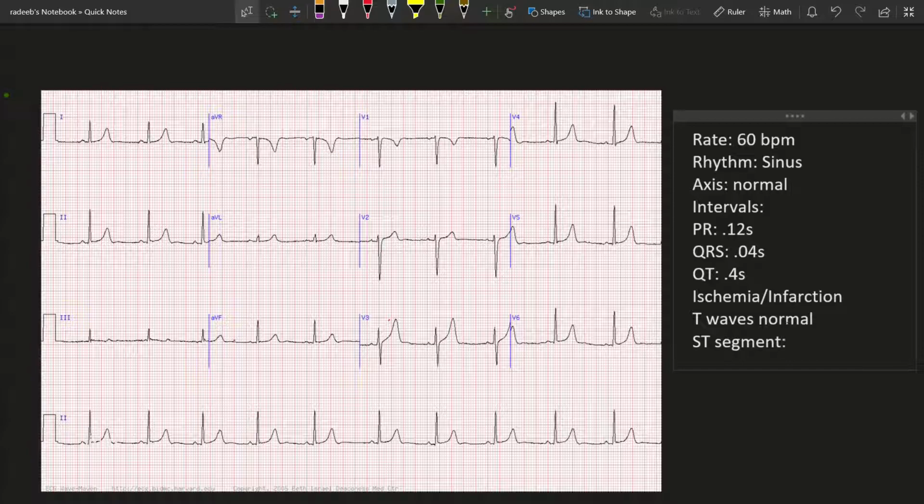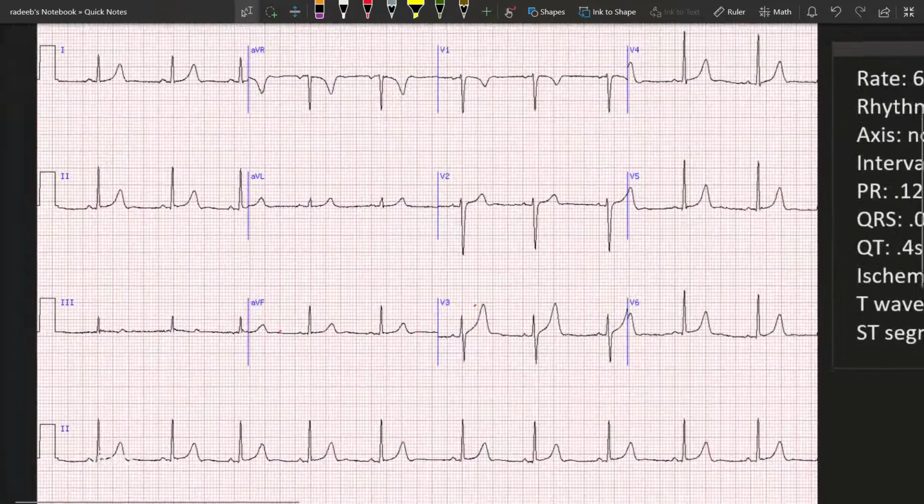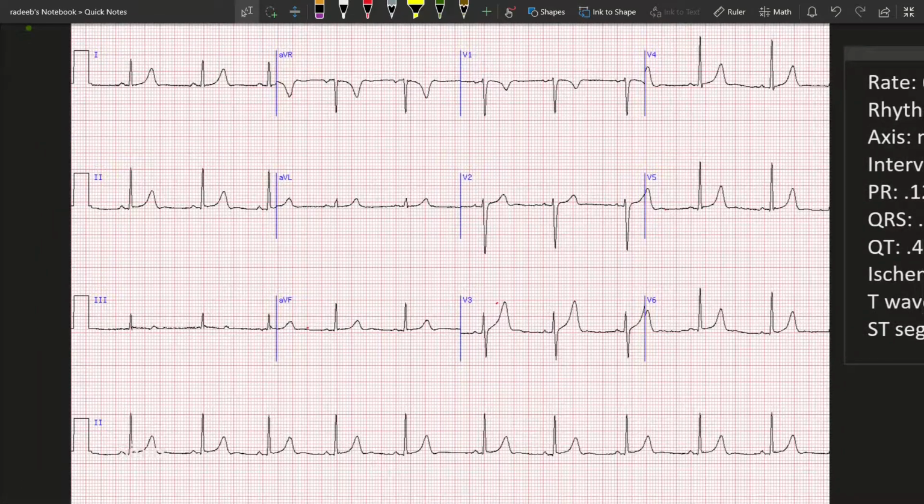And we look next for ST segments, and we want to see if there's any ST segment elevations or depressions. So same thing I do with my eyes, I look at every lead, looking for any ST changes.